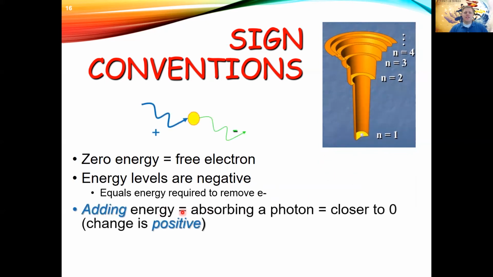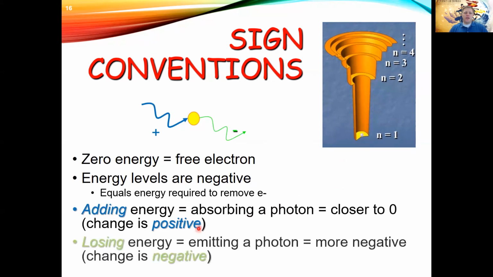So adding energy, absorbing a photon, gets you closer to zero, gets you higher in energy levels. So you're increasing your principal quantum number there, and so you get a positive change in energy. You're getting close to zero. If you're losing energy, then you're emitting a photon, you're getting more negative. So the change is negative, right? You're getting farther from zero, farther into that hole, taking out more and more debt.